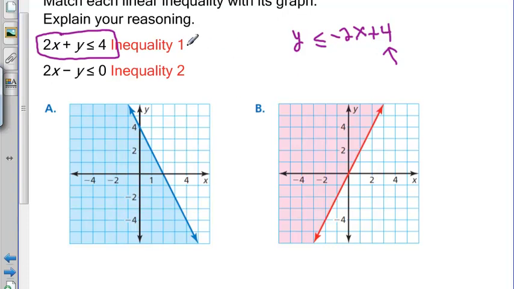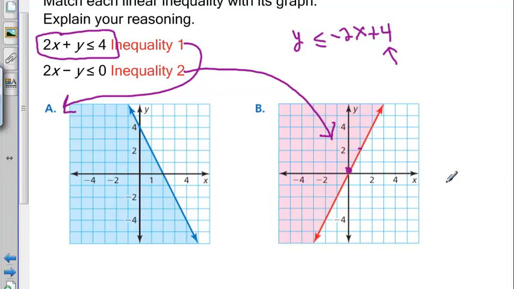We want to get this into y equals mx plus b form. Once we do that, we'll notice pretty quickly that there's a y-intercept of 4. It's got a slope of -2, so A is its match. The second inequality is a little harder to tell. If you do a little work, you'll see it has a y-intercept of 0, and you'll match there.